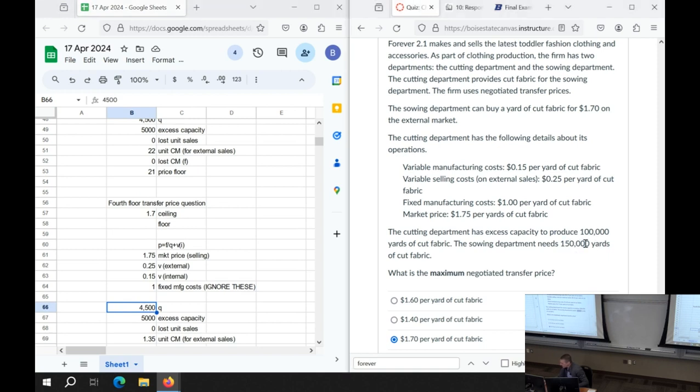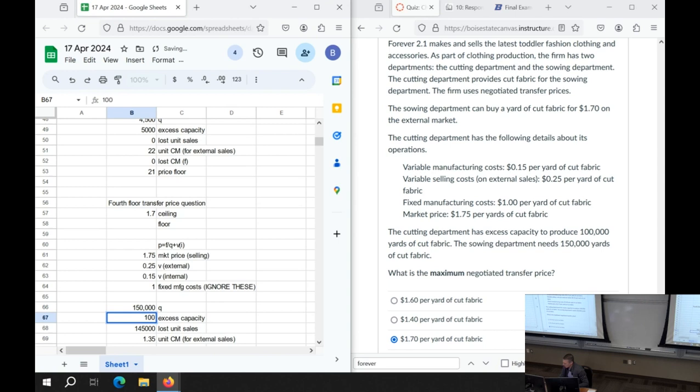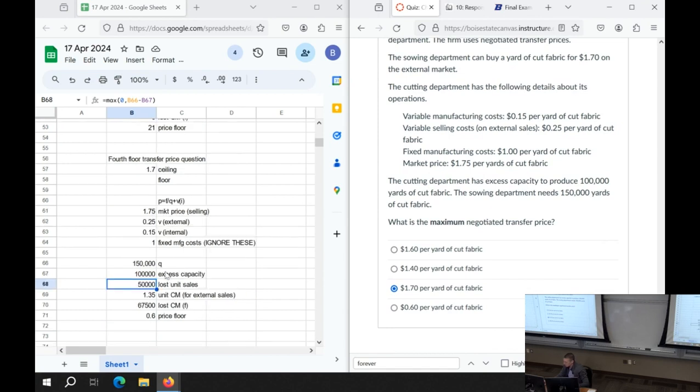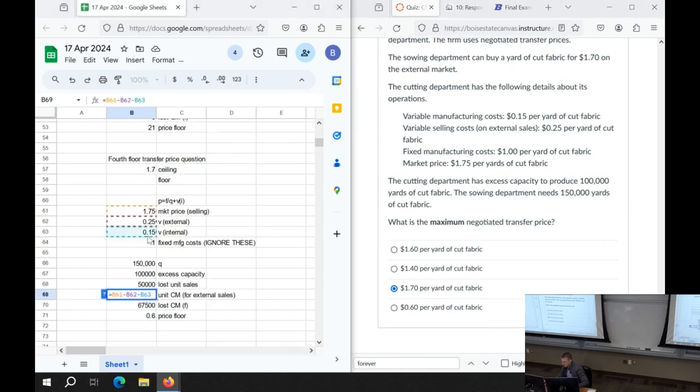The department needs 150,000 yards. That's 150,000 units, which is Q. 100,000 is excess capacity, so we're going to lose 50,000 yards worth of fabric, external sales of fabric. Our unit contribution margin is $1.75 minus 40 cents, which ends up being $1.35 per unit. So that $1.35 per unit times 50,000 units gives us $67,500 in lost contribution margin.